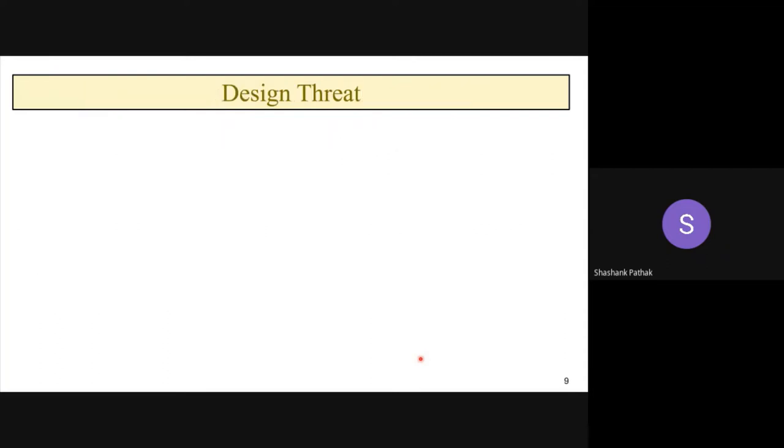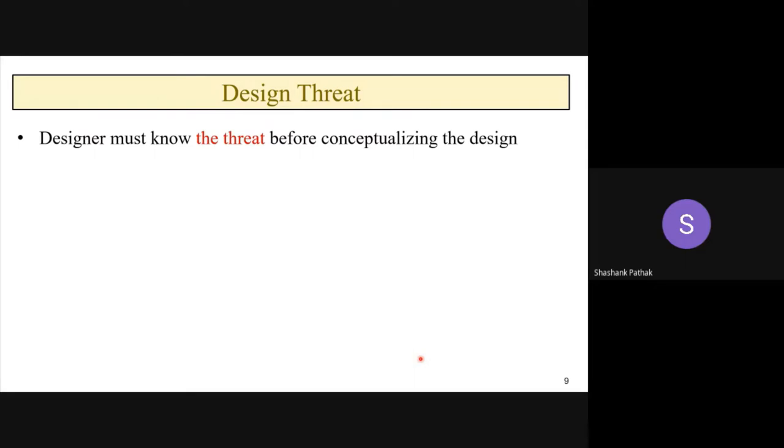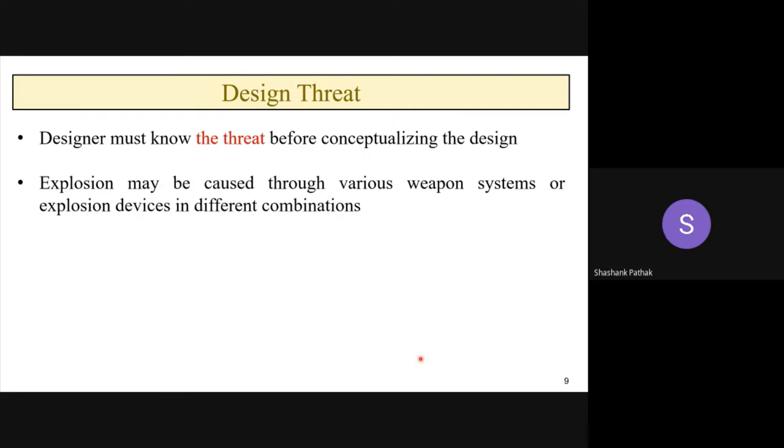Now I come to the design threat. I already explained the meaning of threat in my previous class, but I will quickly go through this. Designers must know the threat before conceptualizing any design. Explosion may be caused through various weapon systems or explosive devices in different combinations. So we have to analyze what particular threat may happen and through which particular weapon it may happen. For example, if we are talking about terrorists, we can assume that mostly it will be because of chemical explosions, because it may be very difficult for terrorists to get a nuclear weapon. But if there is a war between two countries, there is a possibility of nuclear war, so nuclear weapons can be used. So we have to understand which particular situation, which particular threat we are using in our design.